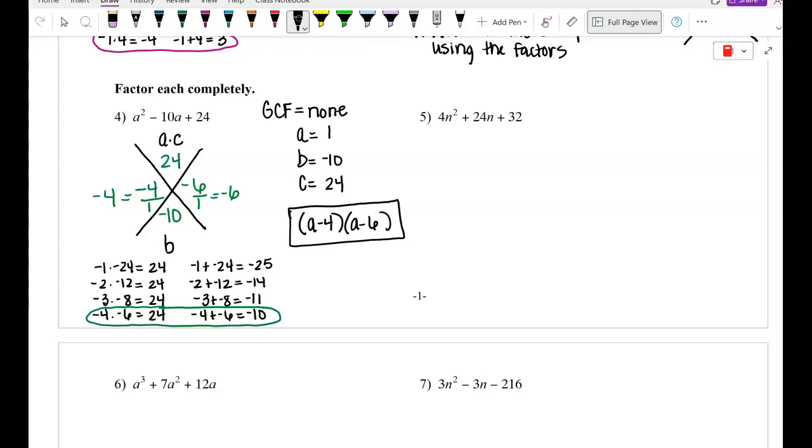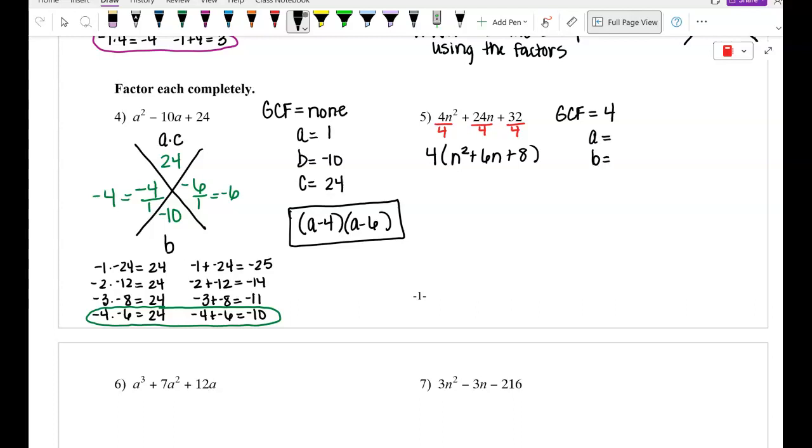All right, number 5, 4n squared plus 24n plus 32. Is there a GCF in this problem? What is the GCF here? So I can divide a 4 out of each of those terms. So we have 4 times the quantity, n squared plus 6n plus 8. So again, it's what's in the parentheses that we are going to factor.